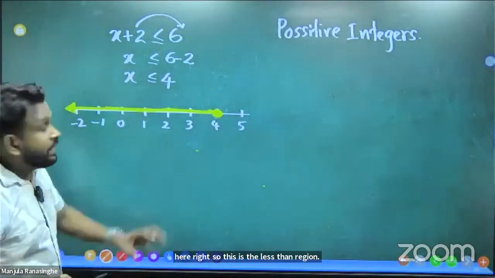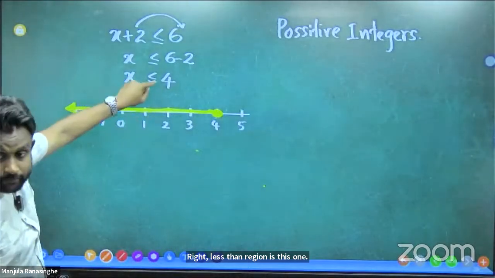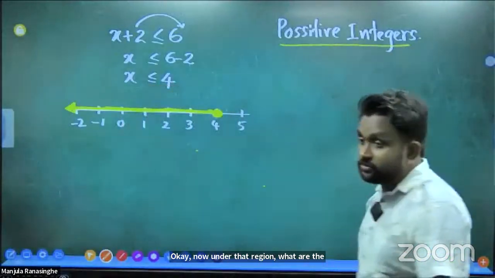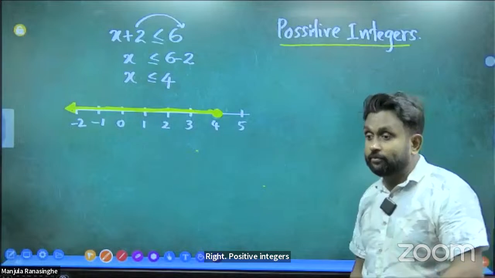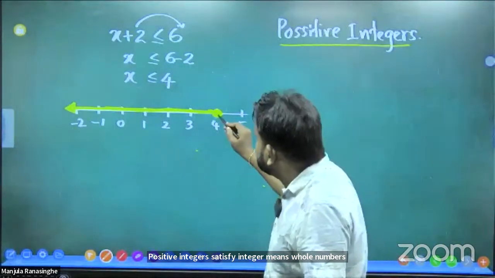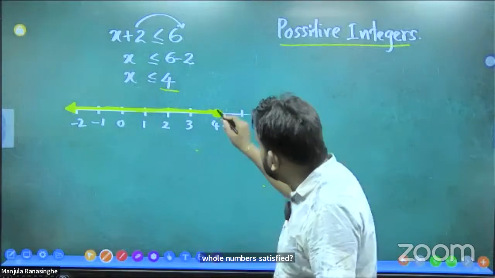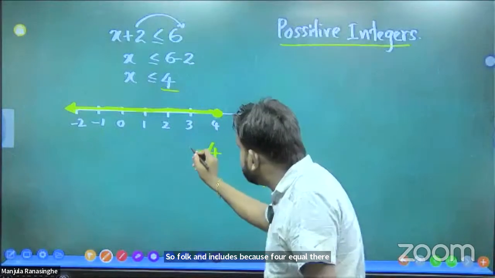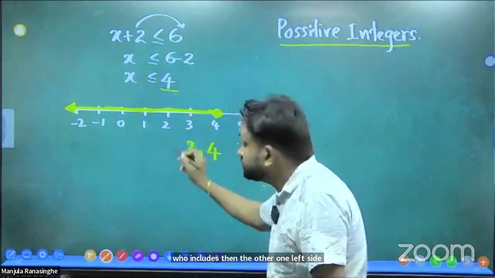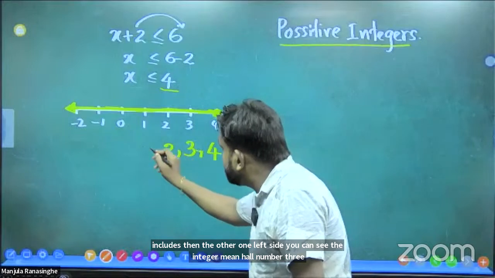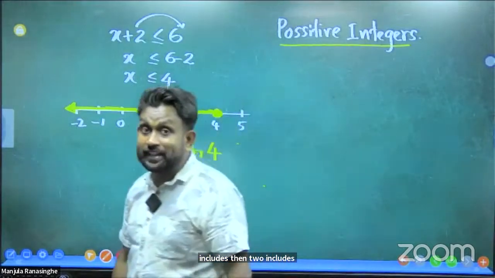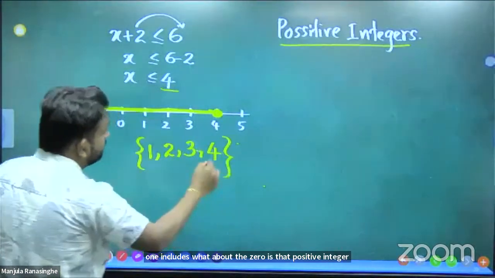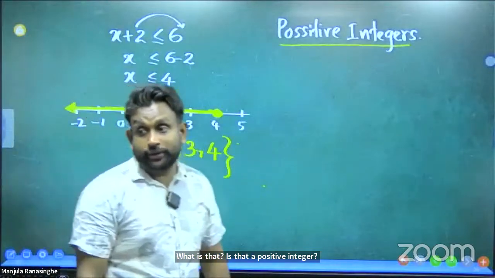Okay, now under that region, which positive integers satisfy it? Integer means whole numbers, then positive whole numbers. So what are the positive whole numbers satisfied? 4 is included, because 4 is equal there, then the others on the left side, 3 is included, then 2, then 1. What about the 0? Is that a positive integer? No. 0 is neither positive nor negative, right?